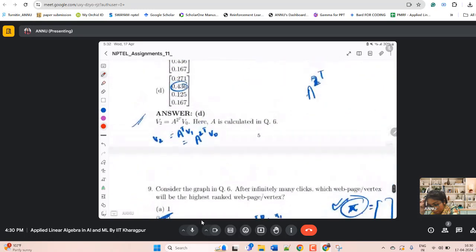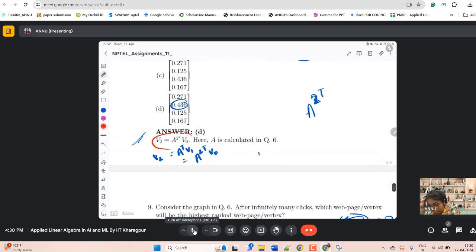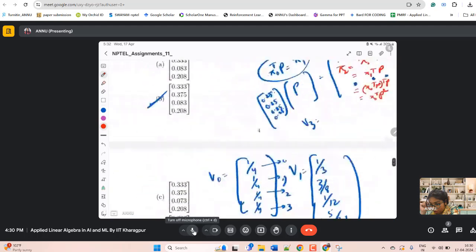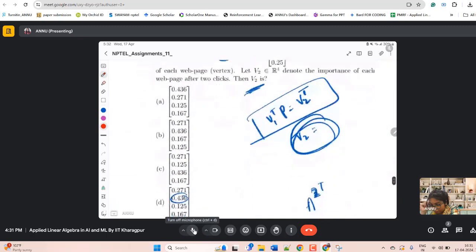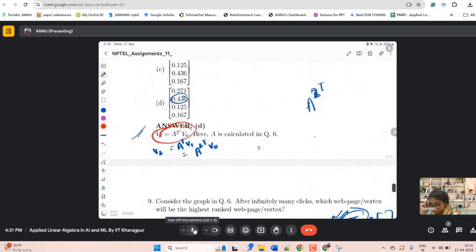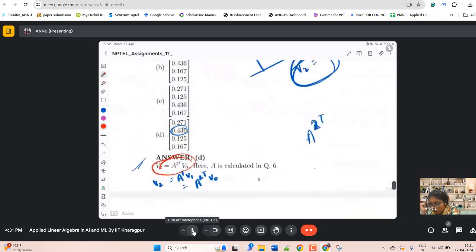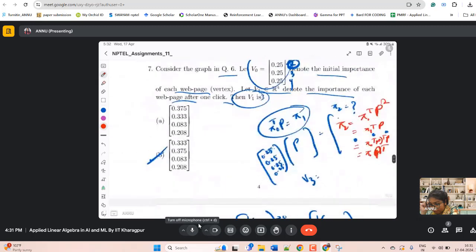Okay, see, you remember this is transpose. If it is pi 0 transpose, then P is not transposed. Or another way you can write, because it's a symmetric matrix, P square transpose into pi 0.